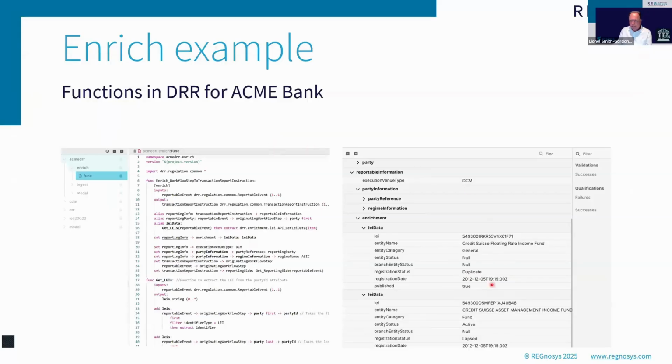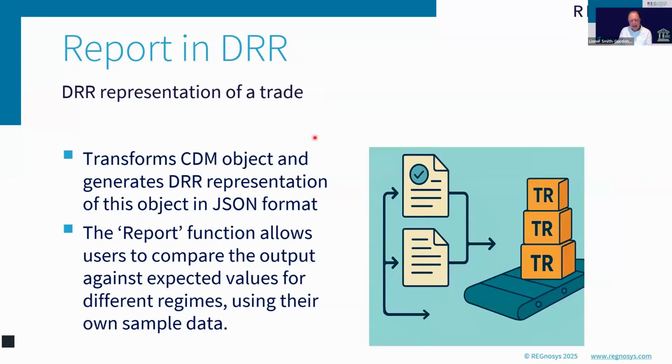So that's our enrich example. The next step in the process is report. And this is where we run the DRR rules against CDM objects to start to create data ready for jurisdiction-specific reporting. I'm not going to go into that in great detail today because today's not really about the details of DRR, but I hope that helps you understand how that fits into this flow.